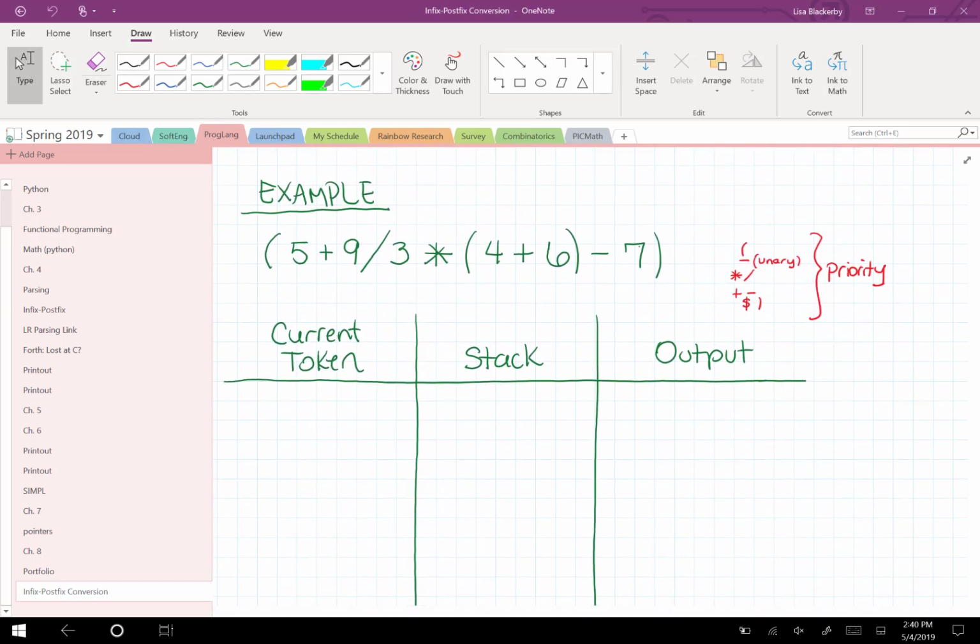So for our example, the first thing we're going to do is look at the first token, and it's the left parenthesis. On the stack we have this invisible dollar sign, so we're going to have the parentheses, and there's no output yet. Okay, so our next token is 5. It's directly sent to output.